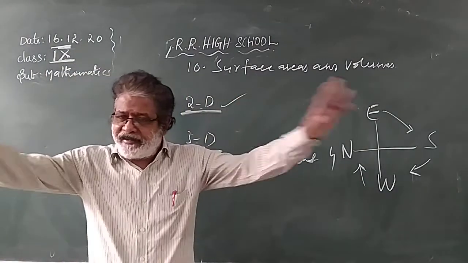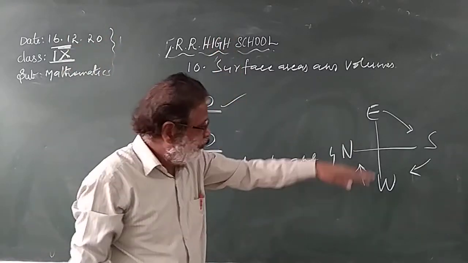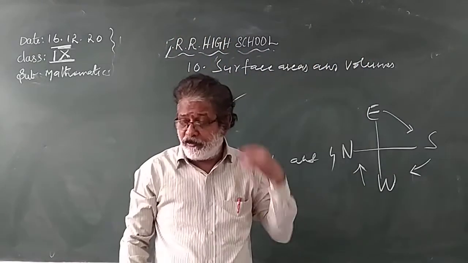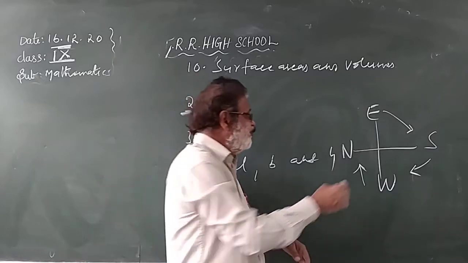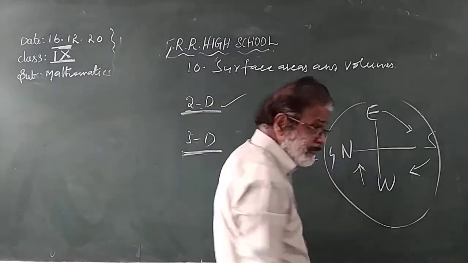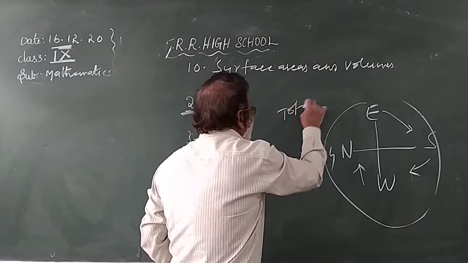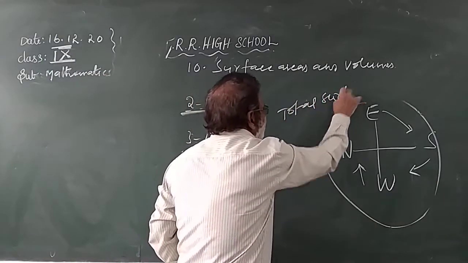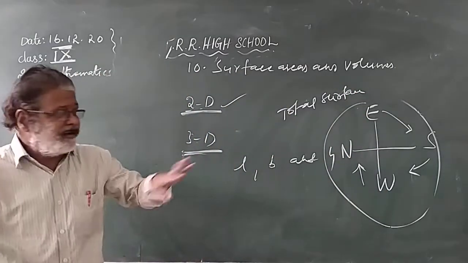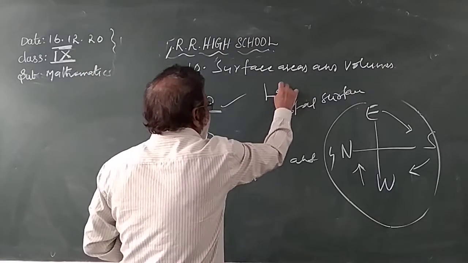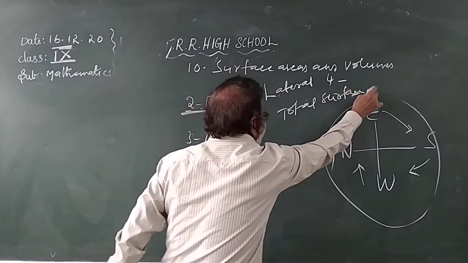These are lateral faces. What about top and floor? If you include the top and floor of the room, in total we get 6 faces. How many faces? 6 faces. These 4 faces are called lateral faces, and including bottom and top, it is called total surface area. Every room will have 6 faces in total. Lateral faces are 4, total faces are 6.